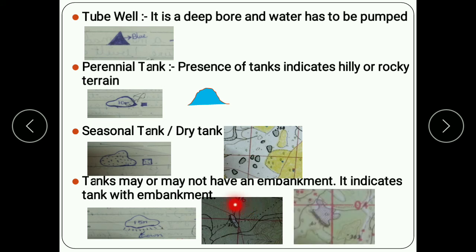Just beside the embankment, there will be a numbering also, 3R or 15 meter, in this way. Like you can see here, 3R, 6R is given. So 3R and 6R are the relative heights. It will not be depth, it will be height, because this is a dry tank. So you will write that the relative height of the dry tank is 3 meter.